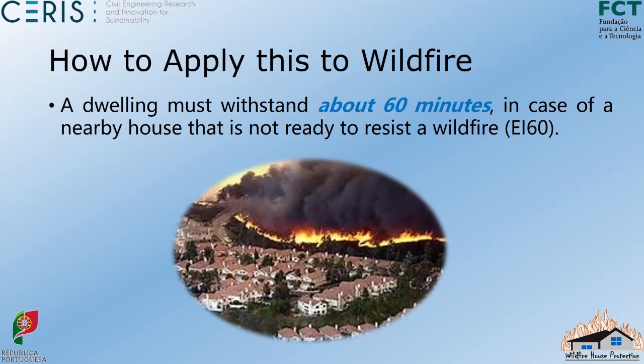So, how to apply this to wildfire? Once again, we only have at the moment rules to fireproof dwellings for interior fire, so we will extrapolate those rules for openings in dwellings. A dwelling must withstand about 60 minutes of an ISO standard fire. In the case that a nearby house is also burning due to wildfire, the exterior one next to that one will resist at least 60 seconds. So this is a conservative application for wildfires.